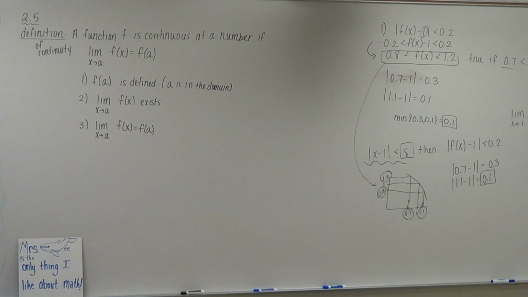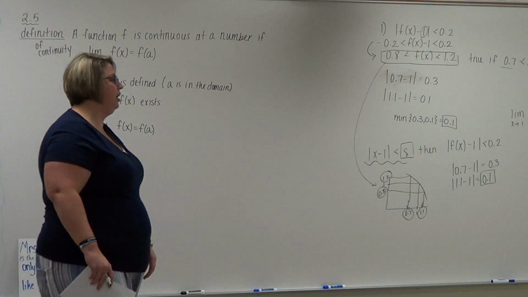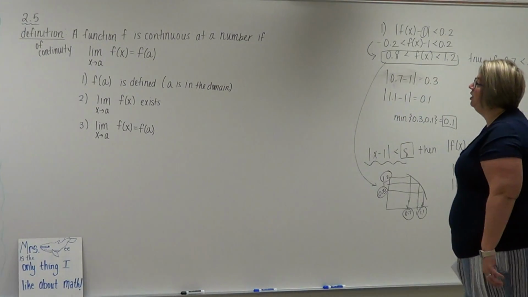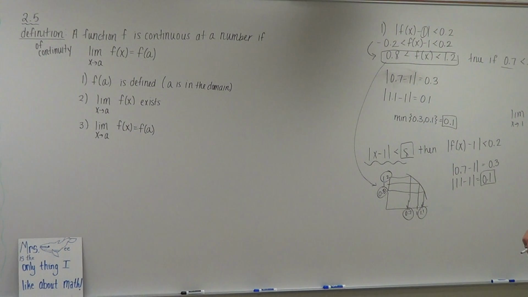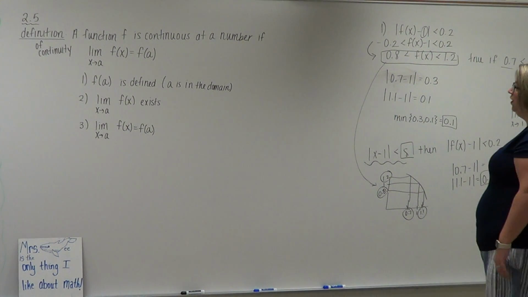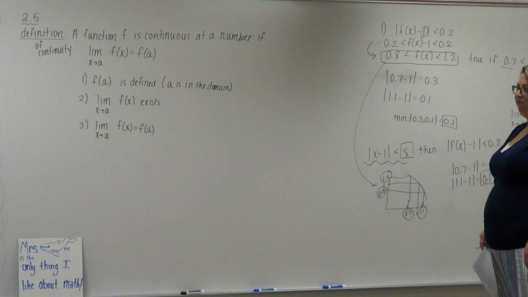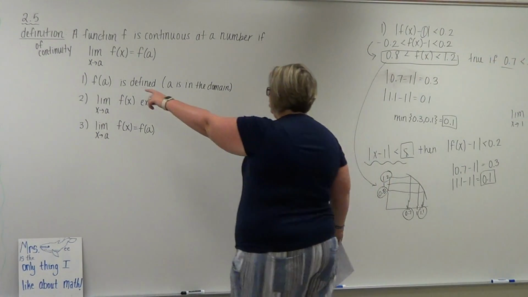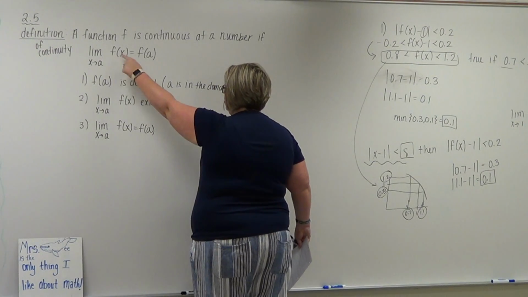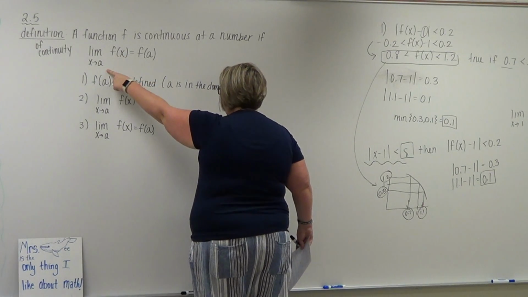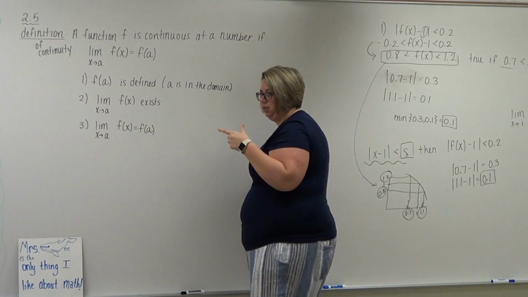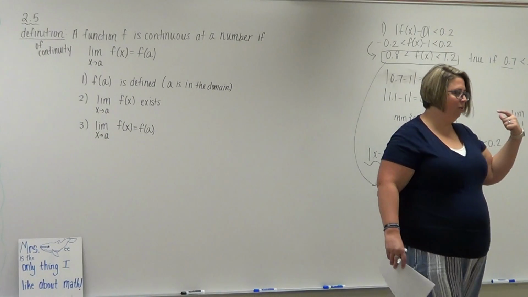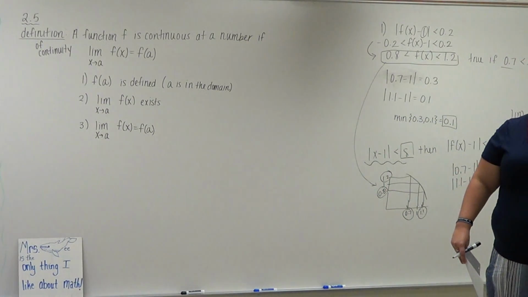Okay, so the definition of continuity. In order for a function to be continuous, it means the limit as x approaches a of whatever the function is has to be f of a. What does that mean? That means if you plug in this number into the function, whatever the limit of this function is, should be the same answer you get if you put in a for that function. So the limit of the function should equal f of a.